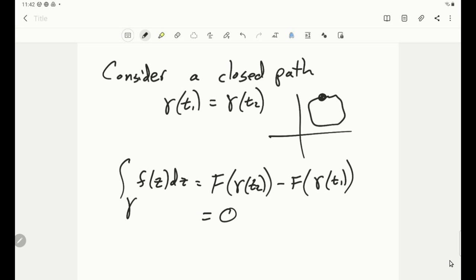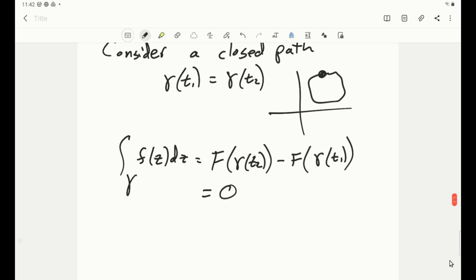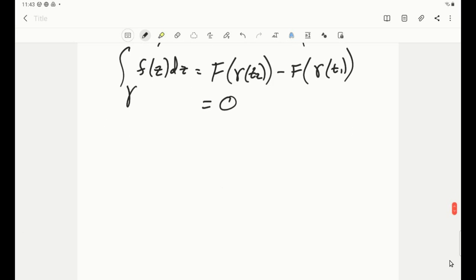And this is corollary 4.13. Okay, so if we have these nice functions with antiderivatives, then if you do a closed path, you get 0. And so they give a quick application of this, actually.